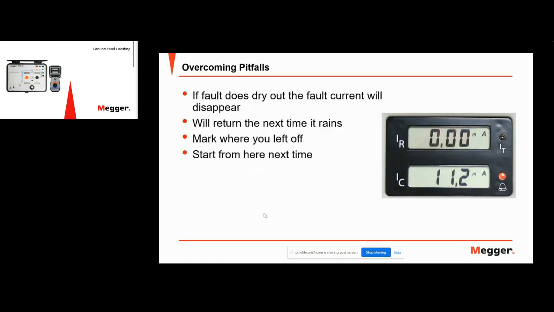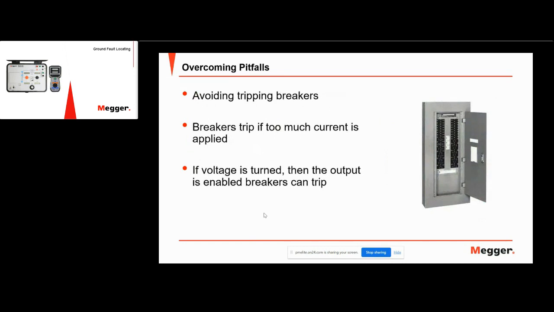Now, obviously, if the reading does go away during your tracing, the fault could be extremely far away. And if it does dry out, once that dries out, you're not going to find it. So the thing to do at that point is mark where you left off, because the next time it rains, that's where you can pick up again, because that's where the fault is. But tracing with minimal current is the way to look for high impedance faults to make sure you do not dry them out.